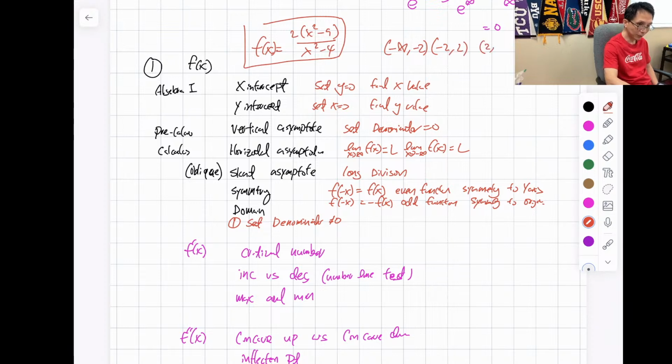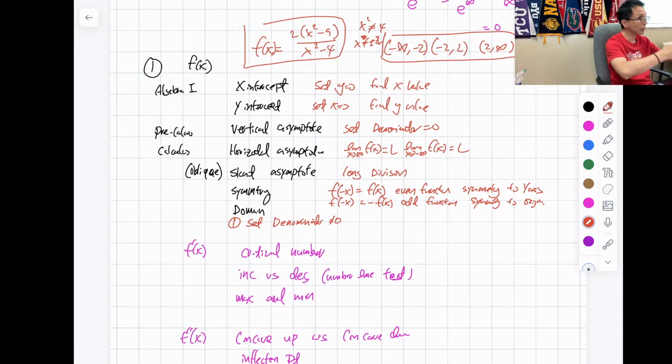And from 2 to infinity, because x squared cannot equal 4. So x squared cannot equal plus or minus 2. So x cannot equal plus or minus 2. If it cannot equal those individual values, then you write out the domain this way: you're going to go from negative infinity to negative 2, negative 2 to 2, and then 2 to infinity. Does that make sense? Because you cannot equal those values.